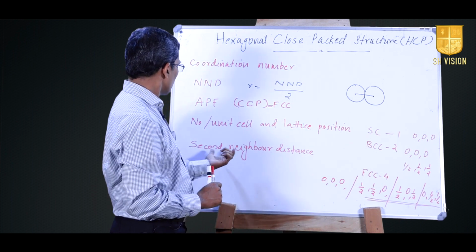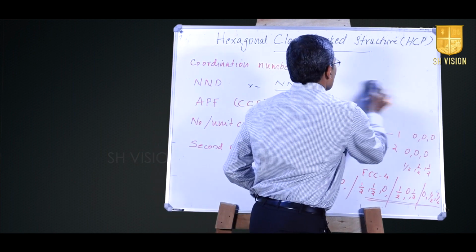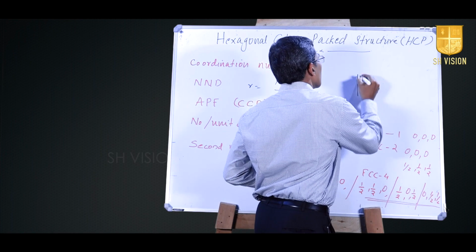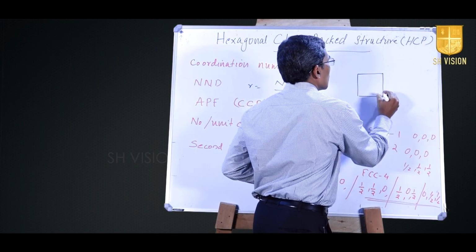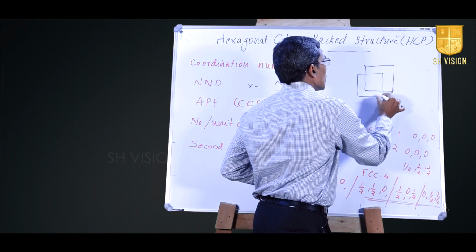Then one more interesting term is second neighbor distance. So in the case of simple cubic system, we had seen this is our simple cubic crystal structure or unit cell.